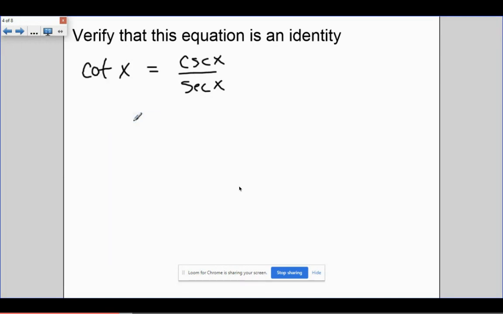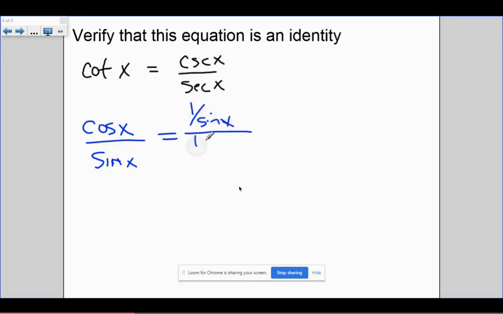Okay, so on the left side we have cotangent x, and if you remember, cotangent x is equal to cosine x over sine x. There we go, cosine x over sine x. And then cosecant x is equal to 1 over sine x. And secant x is equal to 1 over cosine x.